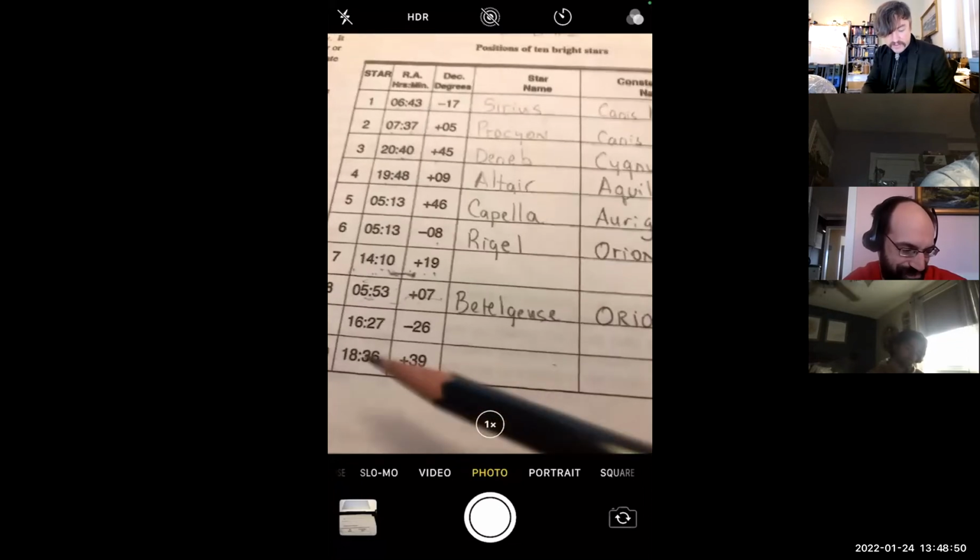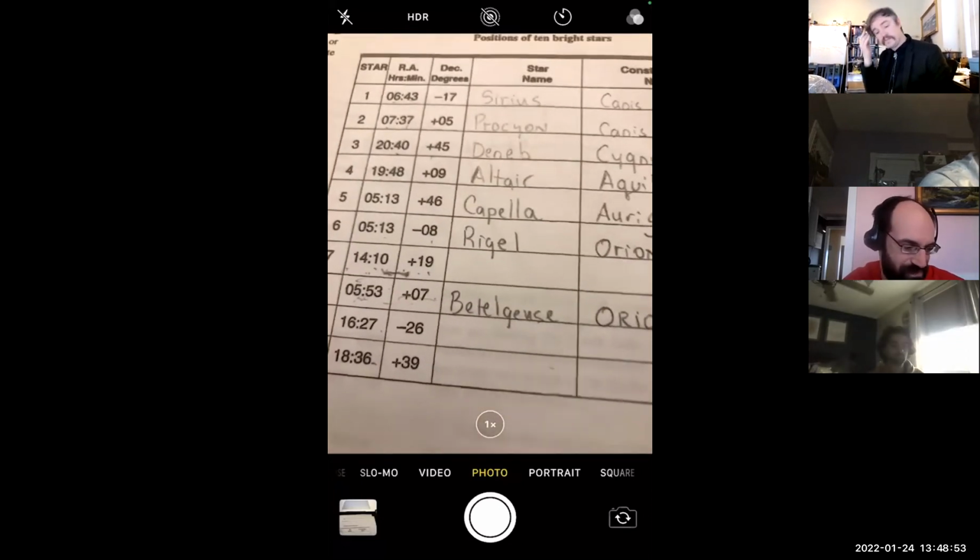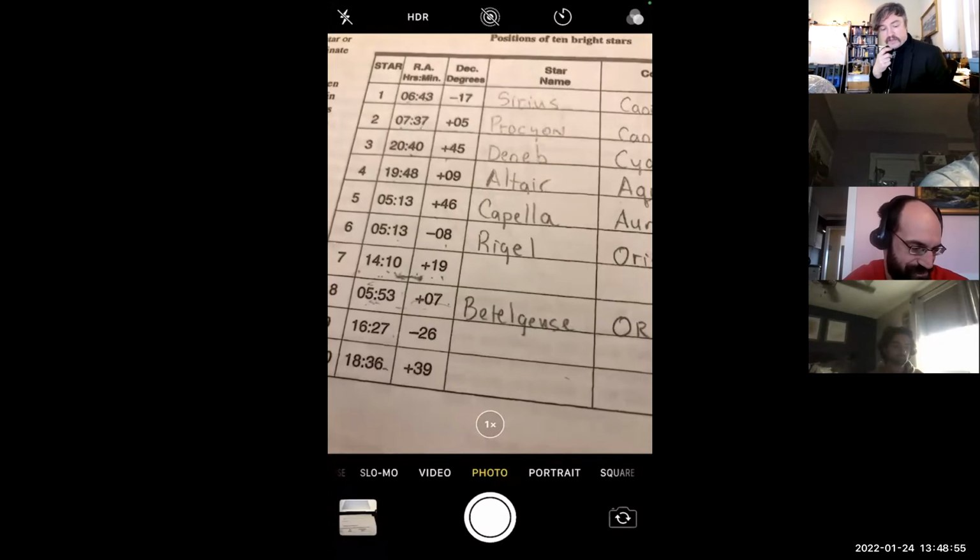I noticed that these numbers were all close to each other, so I kind of saved them. All right, let's go to 1410. Let's go back to 7 here.